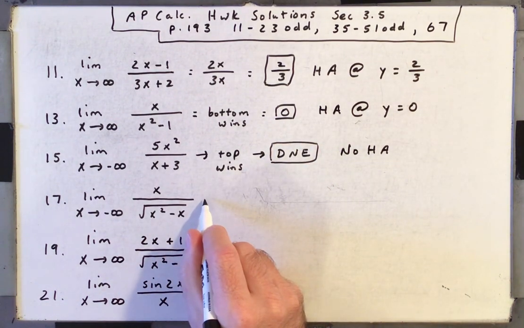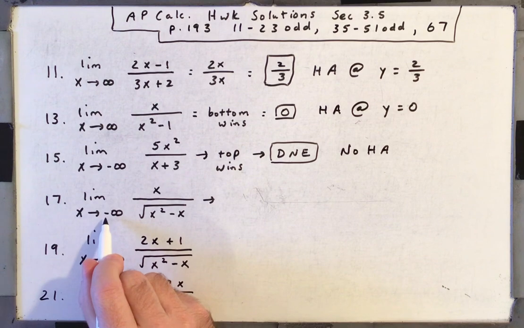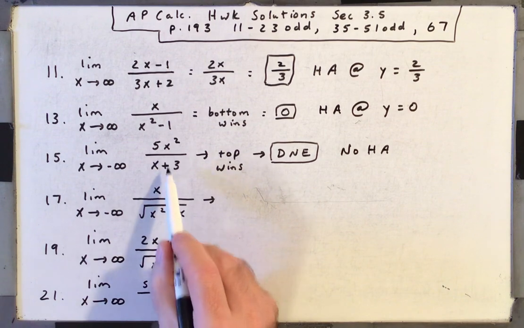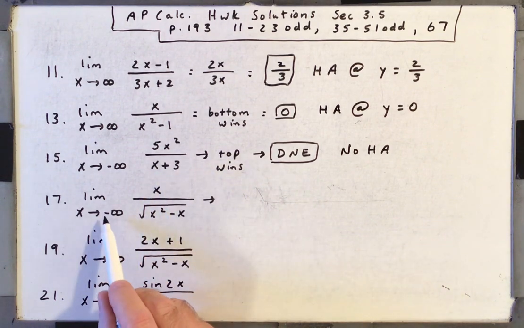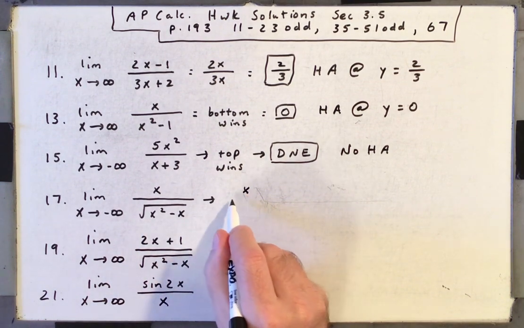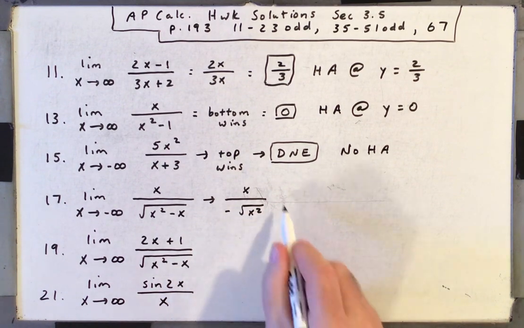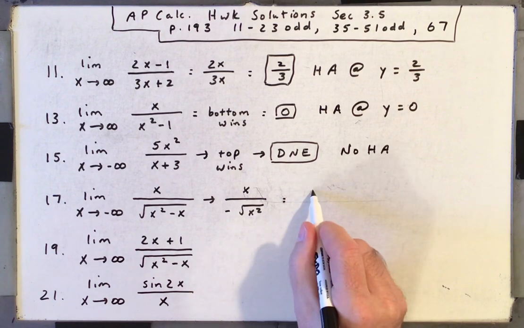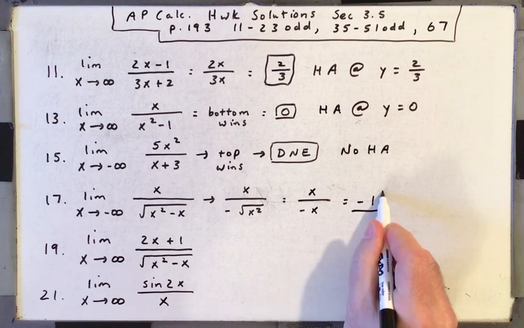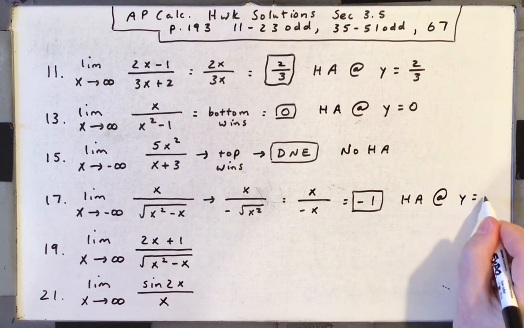All right, for number 17, we have a tie here, but we're approaching negative infinity. Now, I don't really worry about the negative when there's not a radical involved, like with number 15. But I do worry about it when there is a radical. So this is like x over the negative square root of x squared. The square root of x squared is x, so that's like x over negative x. So that's -1. So we have a horizontal asymptote at y equals -1.